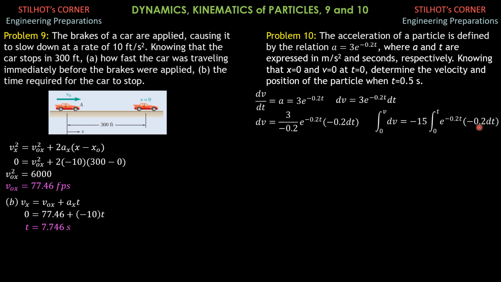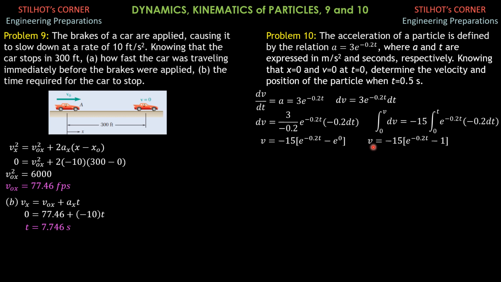So we have limits here. There's no constant of integration. Again, the integral of e to the u, this is the differential of u, is just e to the u. So therefore, the integral of dv is just v. So v minus 0 is v, equals negative 15 times e to the negative 0.2 times t minus e to the 0, lower limit. Then since e to the 0 is 1, v is negative 15 quantity e to the negative 0.2t minus 1.